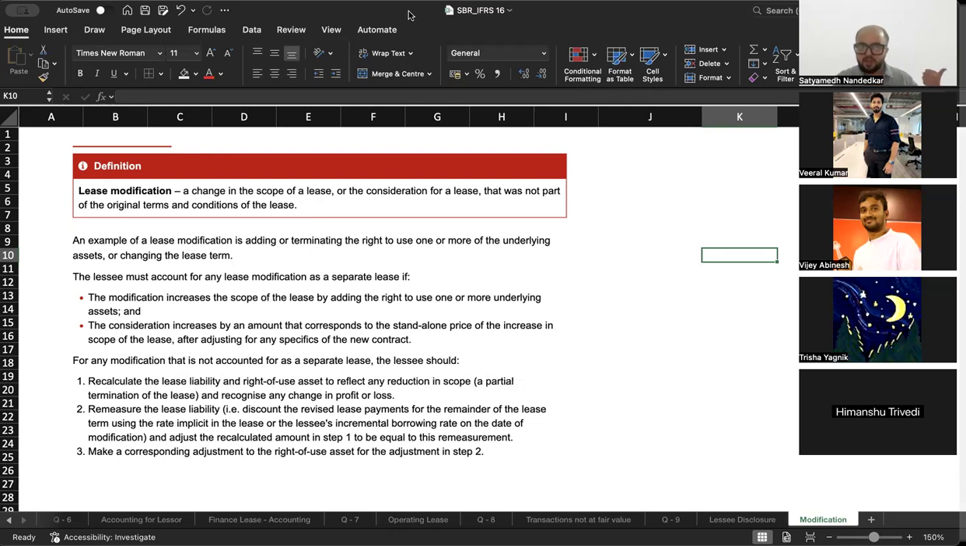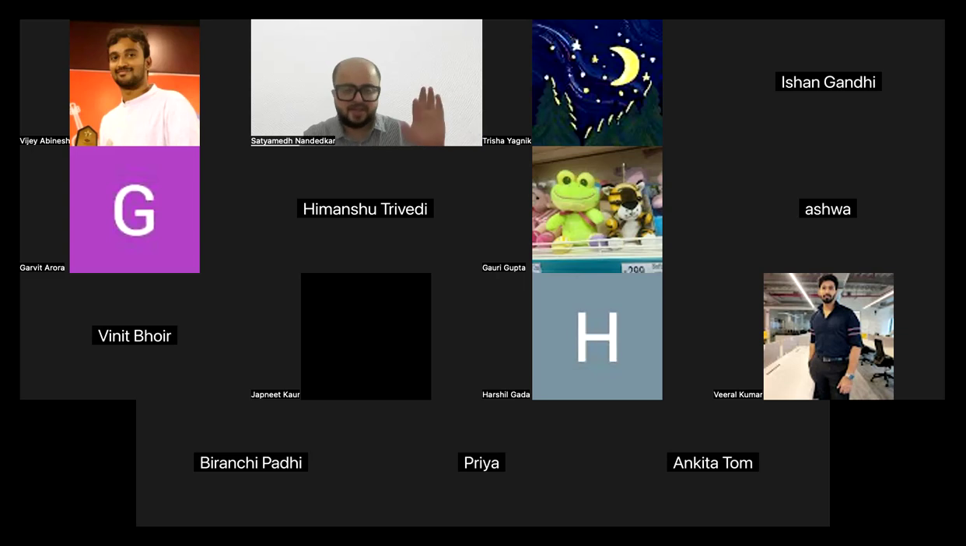Basically, in the earlier case, it was not accounted for as a separate lease liability. There, what did we do? Just the amount underwent a change because your lease term increased. So you recorded an entry. You debited the right of use asset with the differential amount and you credited the lease liability.